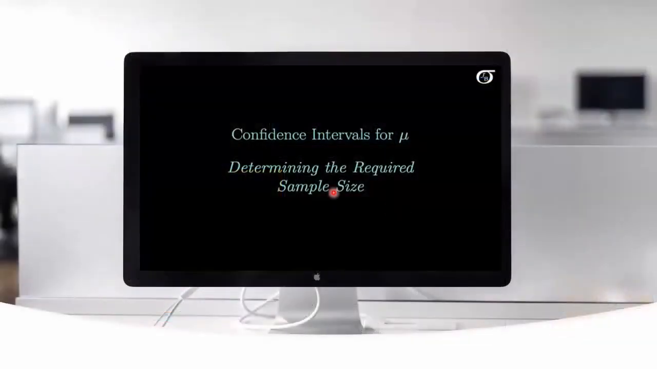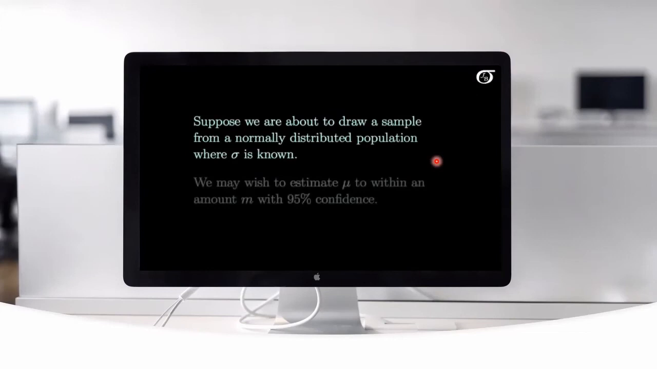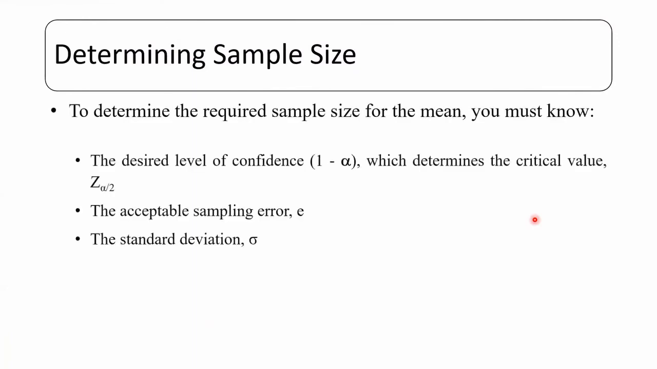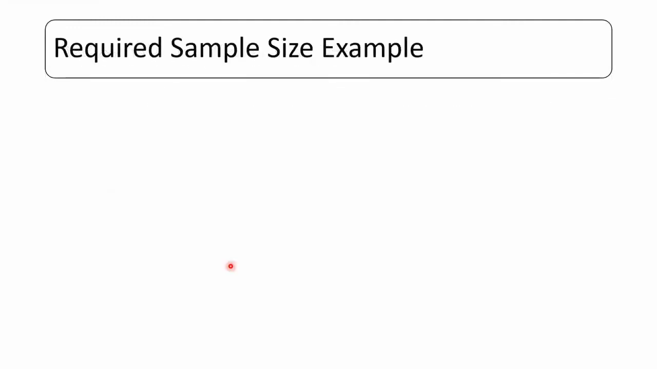Here I have attached a video again which explains determining sample size for the mean. Please do go through this, you will get a better understanding as well. In order to determine the sample size for the mean, you have to know the desired level of confidence. You should be given the sampling error E and the standard deviation sigma.